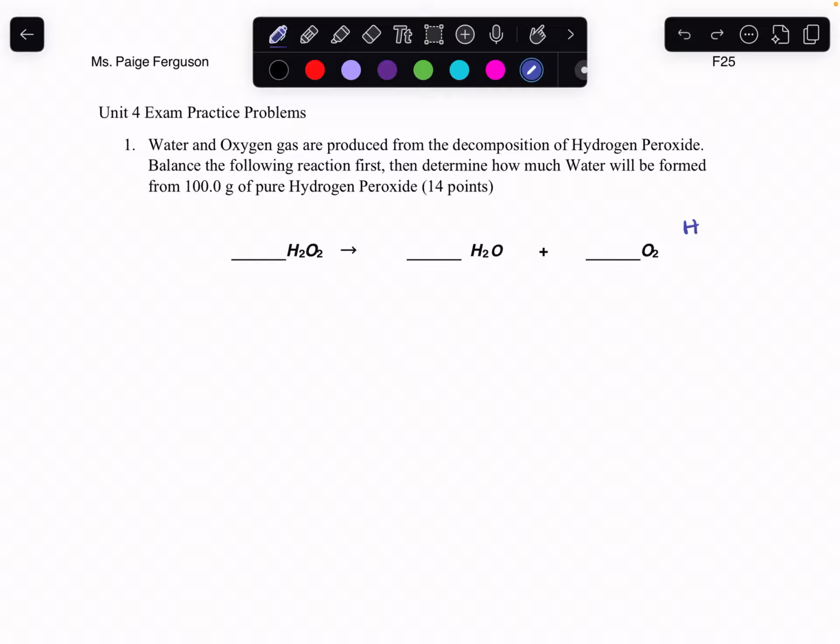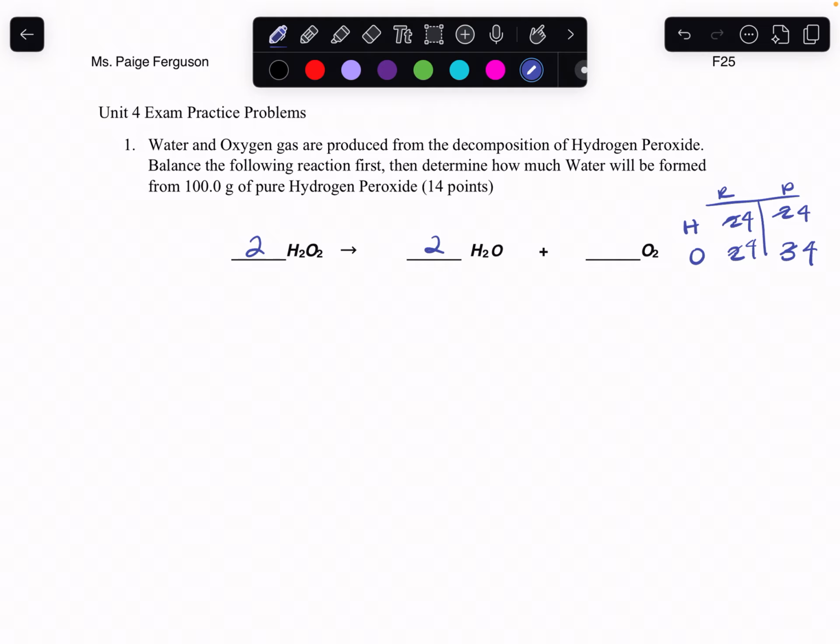So I have hydrogens and oxygens. I'm just going to count them up on both sides. I got 2 and 2, 2 and 3. Ooh, awkward. All right, I'm going to throw a 2 on here. Very nice. 2, 4, and then I'll throw 1 over here. All right, so balanced equation, fantastic.